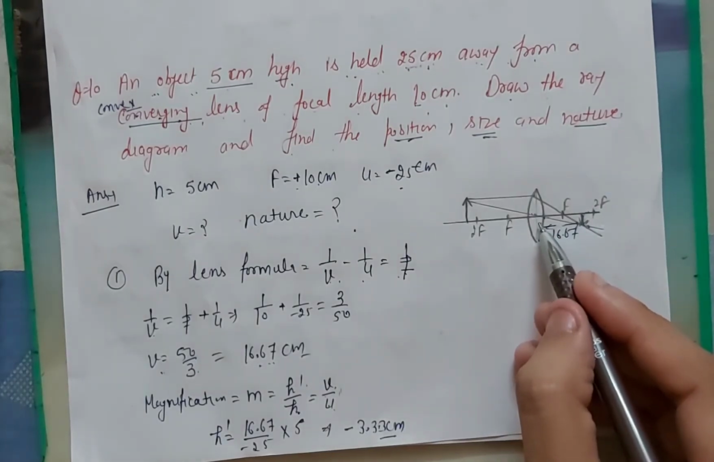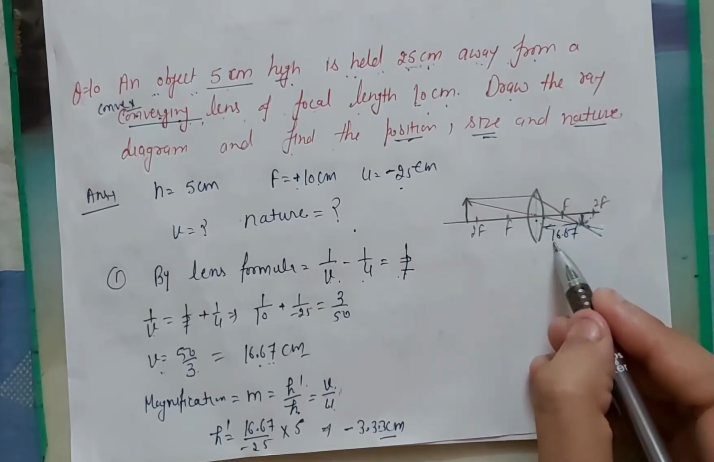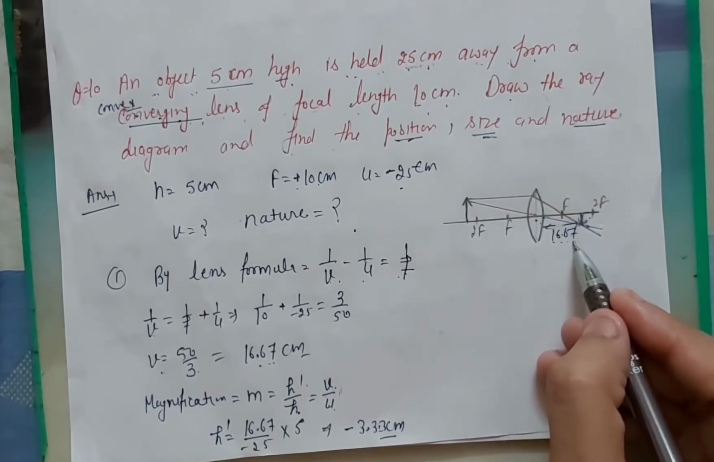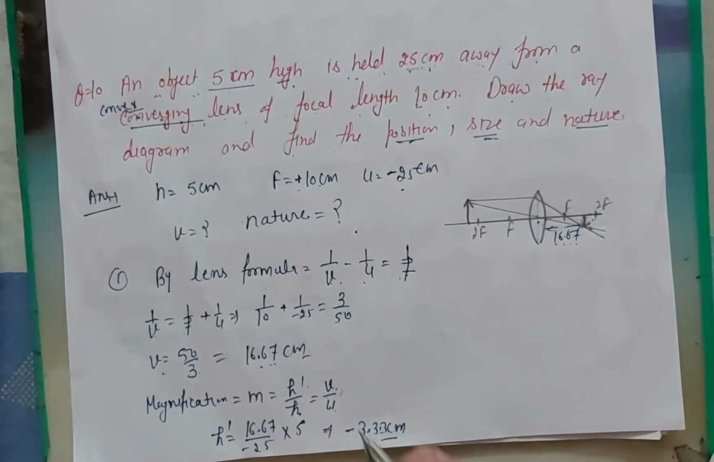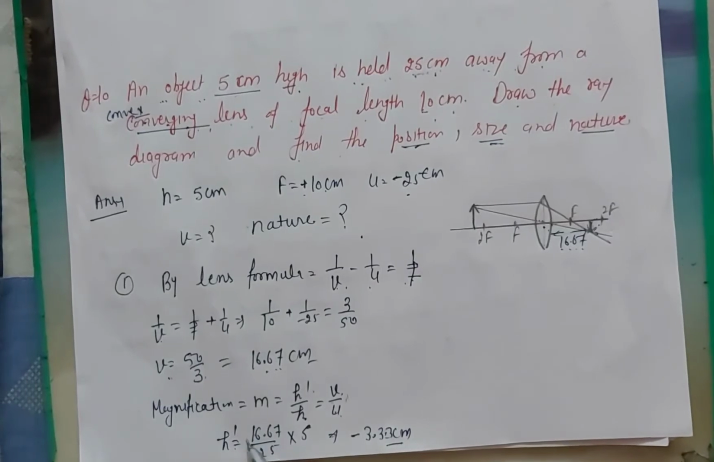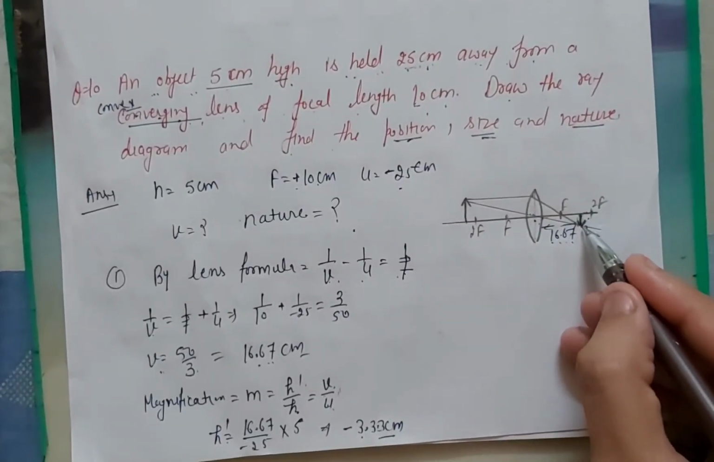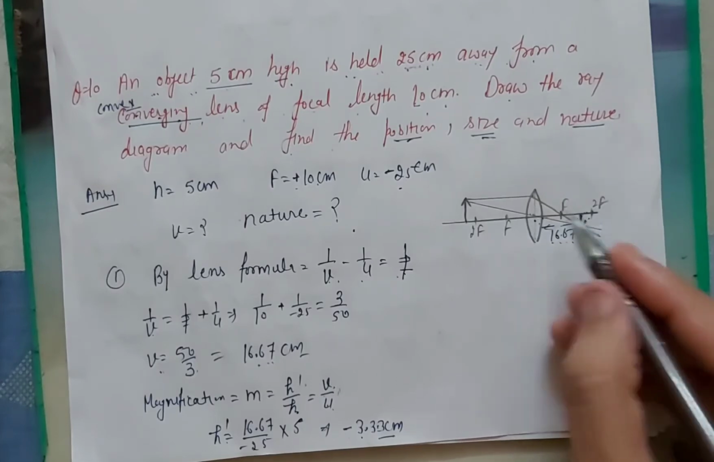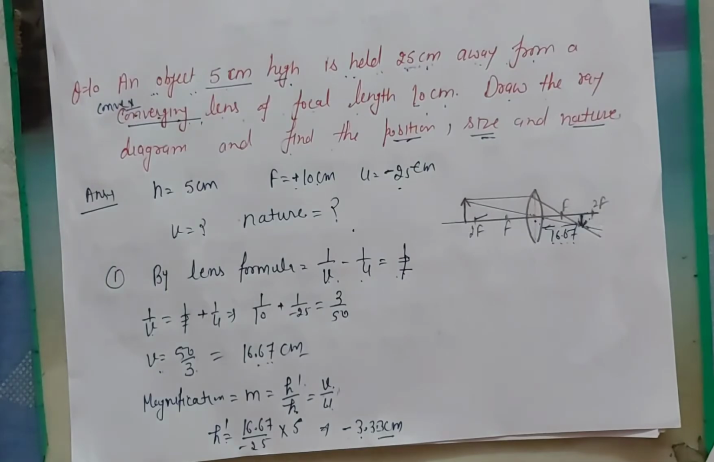सो जो हमारी इमेज बनेगी वो हमारे जो लेंस है उससे कितने डिस्टेंस पर बनेगी? 16.67 from the other side of the lens. Okay, because H dash value is minus, that's why the size of the image is smaller as compared to the object. So this is the answer of 10th.